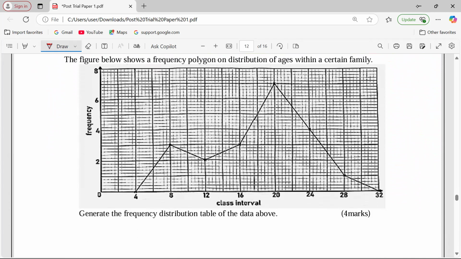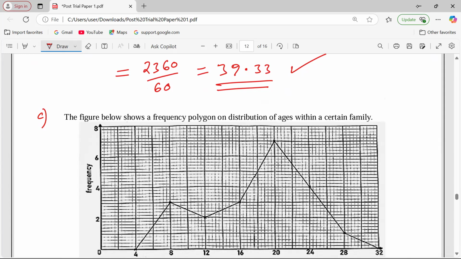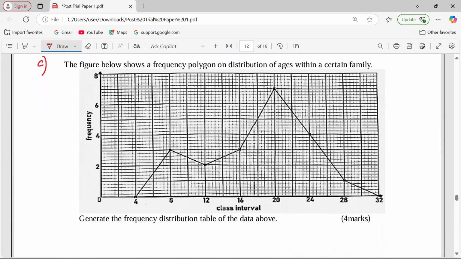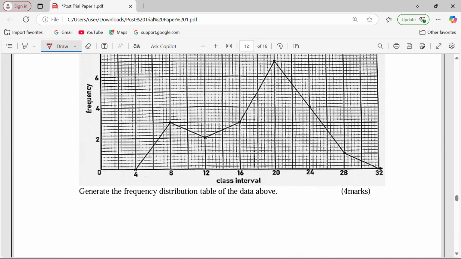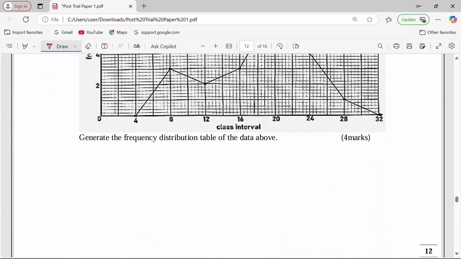Then on the same question now, there is a part C here. That was B. Now we check part C here. The figure below shows a frequency polygon on distribution of edges within a certain family. So these are the edges in a certain family. Generate a frequency distribution table of the data above. So we need to come up with classes, then the frequency. That way, this is what we call a frequency distribution table.